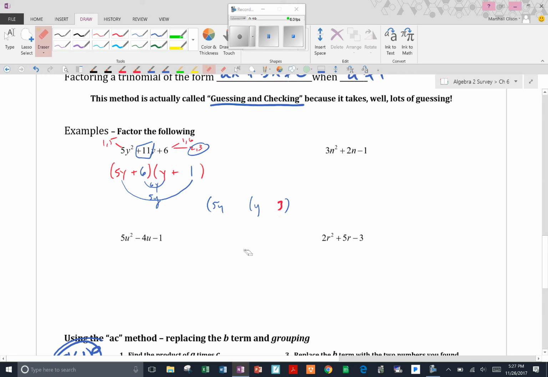Or maybe 3y and 10y, that adds up to 13y. So that's not 11y. That's not going to work. So that's where the guessing and checking comes in. That's not what we want there. This is our answer right here: 5y plus 6, y plus 1.